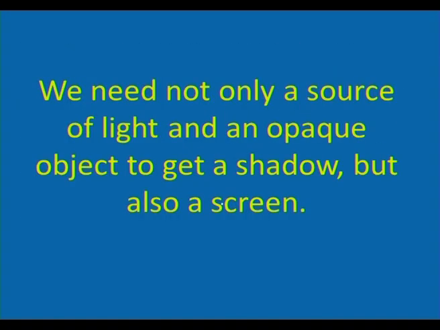We need not only a source of light and an opaque object to get a shadow, but also a screen. Not only light and an opaque object, in order to get a shadow, we require a screen, otherwise we cannot see the shadow.